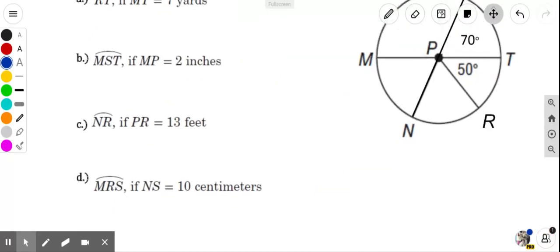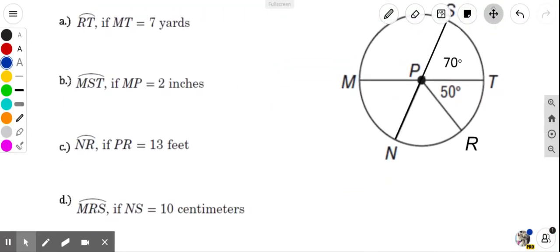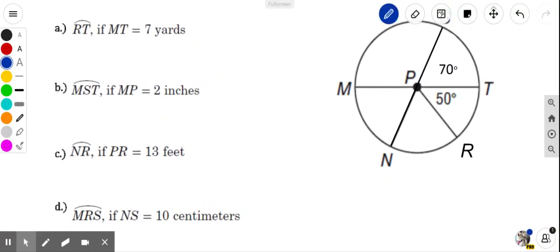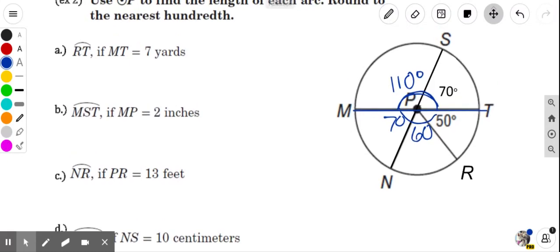So again, I like to fill in the whole picture with all the angles. If this one's 70, so is this one because they're vertical. This is a diameter, and so is this. So I could fill in that this one is 110 because these two are a linear pair. Then these three are going to add to 180, so that's going to be 60. We're going to use that to find all these arc lengths.